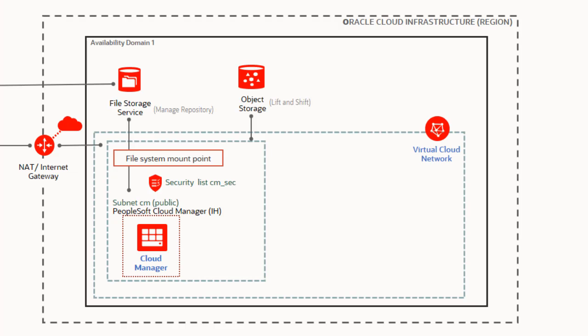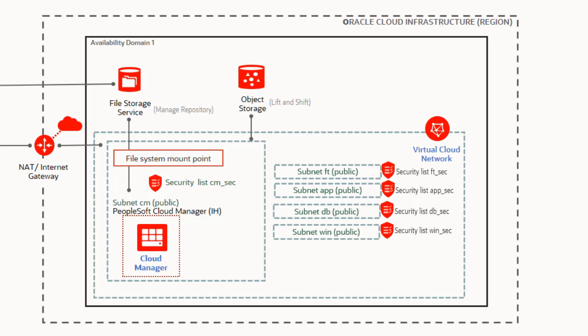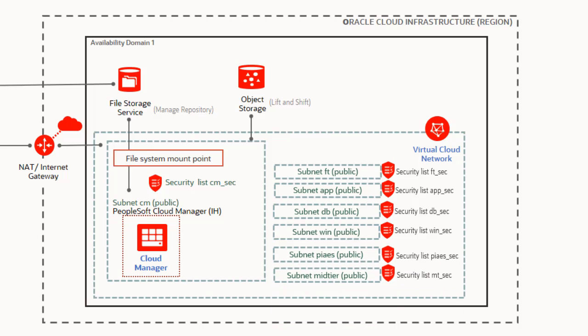The default VCN that Resource Manager creates includes public subnets and security lists for a full-tier environment, and nodes for an application server, database, Windows client, PIA and Elasticsearch node, and mid-tier. The VCN is designed with the appropriate security lists and ports so that when you provision PeopleSoft environments, you can use these subnets and the PeopleSoft components will be able to communicate with Cloud Manager and with each other.